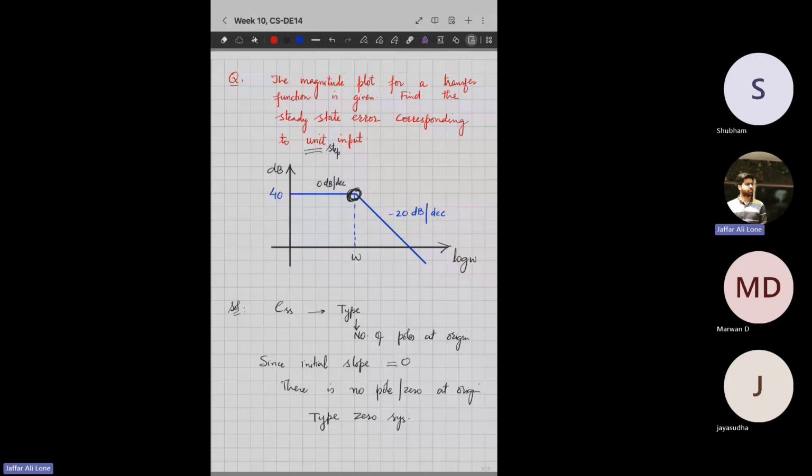You see, there is no initial slope. Initial slope is constant. There is zero initial slope. It means there is no pole at the origin. If this initial slope would have been minus 20 dB per decade, then there would have been one pole at the origin.